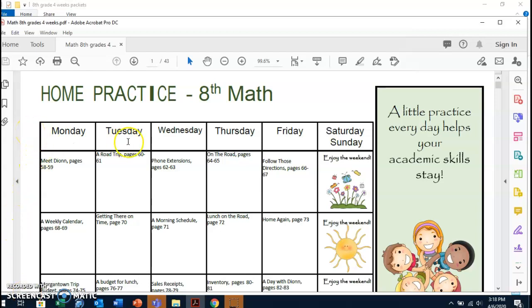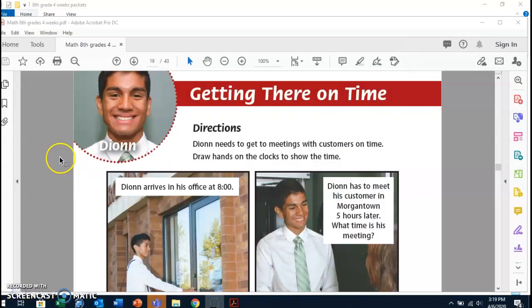Hello guys, so for today's lesson on math, we are going to be doing Tuesday, week 2, Getting There on Time, page 70. So look for this in your packet and let's get started. So, Getting There on Time, directions.